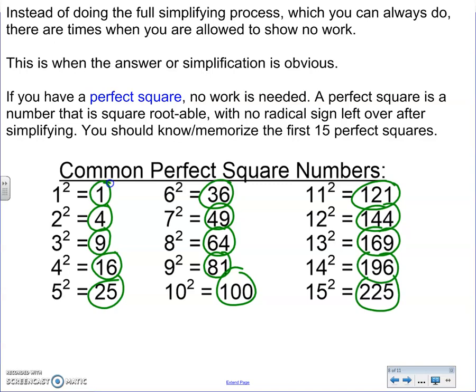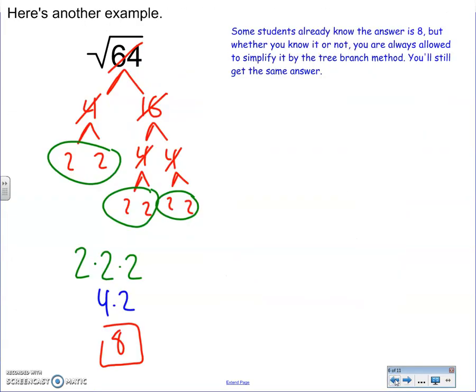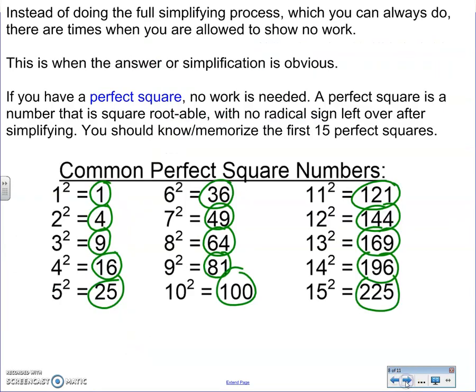You don't have to do the whole tree branch method. Now you can. Again, 64 is on there. So if you know the square root of 64, you can say 8 right away. No work needed to show. But if you don't, you can do this full tree branch method. But again, save yourself some time. Learn those perfect squares.